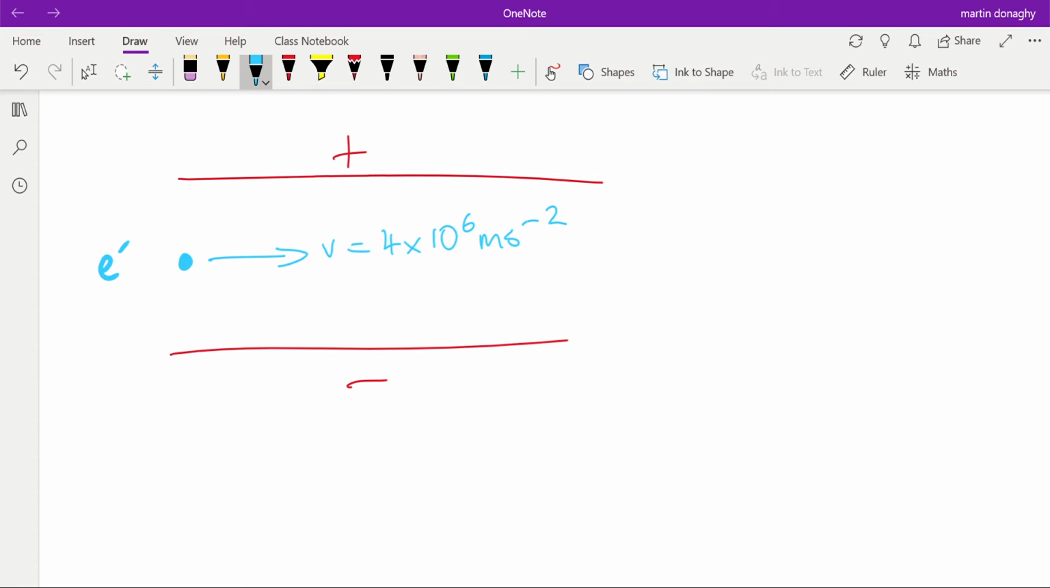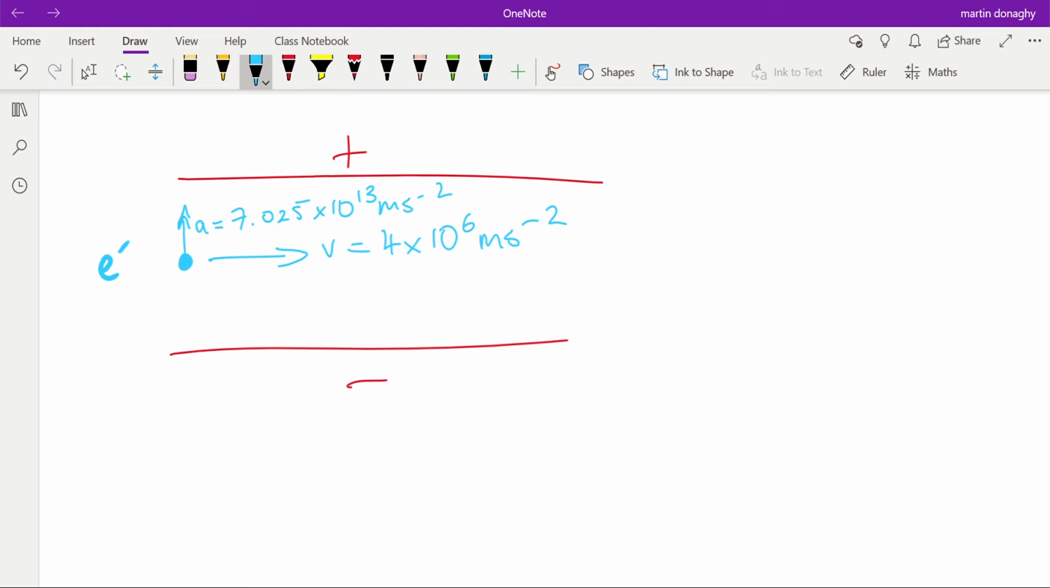And there's an acceleration we worked out in part 3 towards the positive plate, because the electron is negatively charged, of 7.025 by 10 to the 13 meters per second squared. Now, that acceleration is perpendicular to its initial velocity. The velocity is initially horizontal, the acceleration is vertically up.